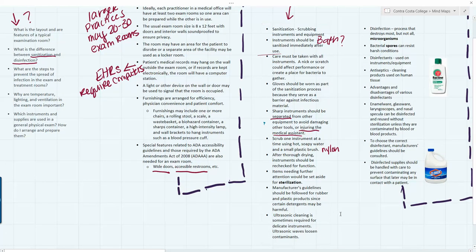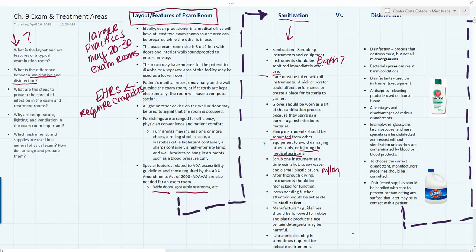Any manufacturer's guidelines should be followed for rubber and plastic products, since certain detergents can break down the rubber or the plastic. So you want to make sure that you are following any manufacturer's guidelines on the sanitization solutions that you're using. And sometimes we have to use ultrasonic cleaning for the super delicate instruments, and that is because the ultrasonic waves will loosen up any debris or tissues or contaminants that are stuck to those instruments and make them much easier to clean.